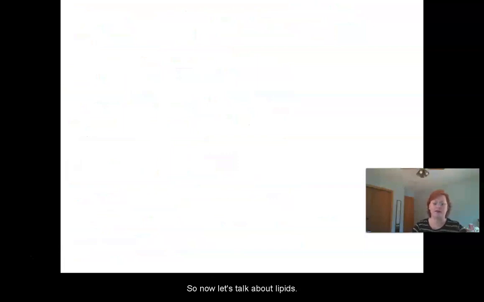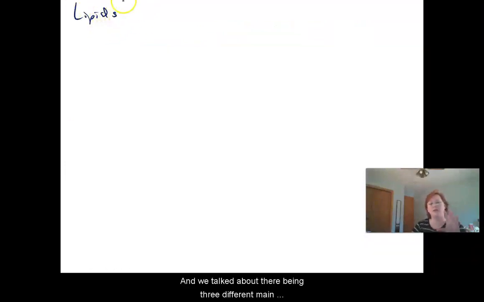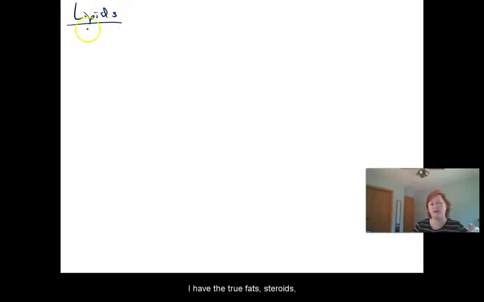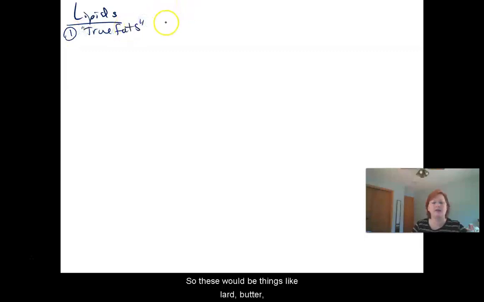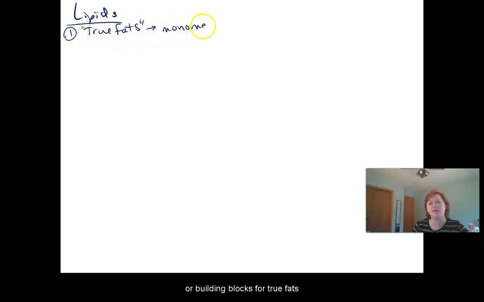So now let's talk about lipids. Now we talked about there being 3 different main categories for lipids. We have the true fats, steroids, and phospholipids. So let's talk about the true fats first. So these would be things like lard, butter, oils, animal fat. The monomers, or building blocks for true fats, are glycerol and 3 fatty acids.